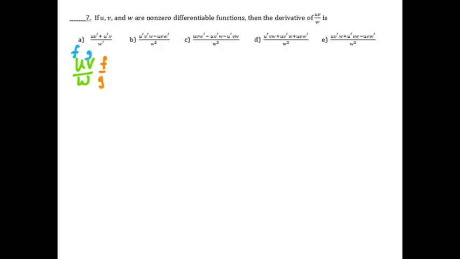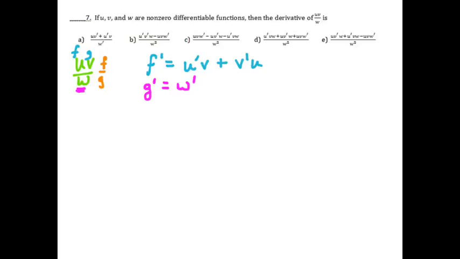Alright, just switching the color up there. So to find f prime, the derivative of my numerator, we're going to do the product rule, which is f prime g, and so for this function that would be u prime times v, plus g prime times f, which for this product would be v prime times u. So that's my f prime. The g in our quotient is just w, and so g prime would be just w prime.